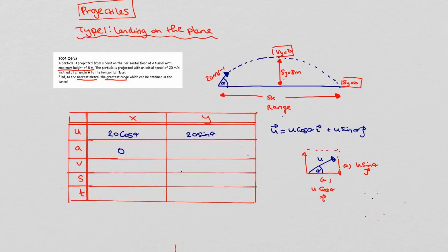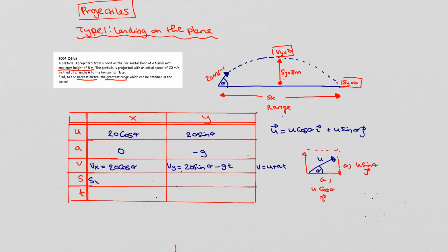So if we're taking U to be a positive direction, i.e. the upward direction is positive, then G being a vector has to be in the opposite direction, so therefore that'll be minus G. If I'm looking at V, well, we have to remember that V is equal to U plus AT. So in the X direction we have 20 cos alpha plus 0 times T, so that's just going to be 20 cos alpha. And in the Y direction, V is going to be U plus AT.